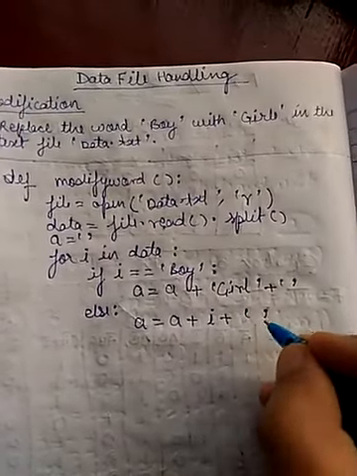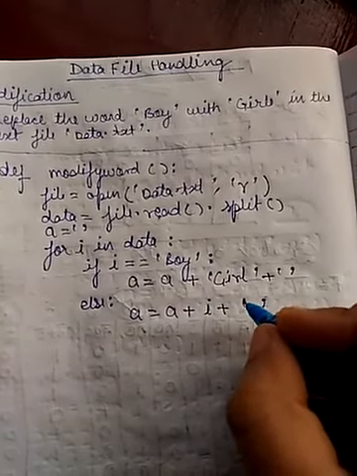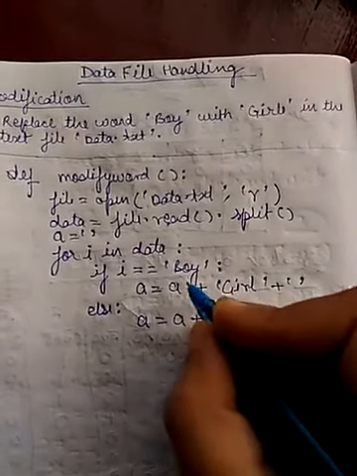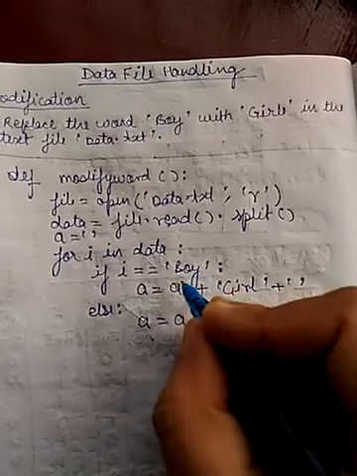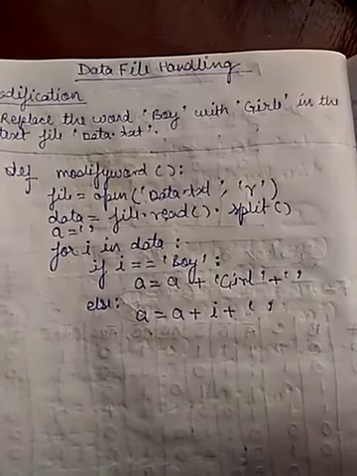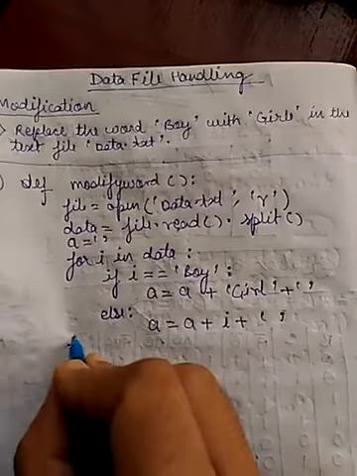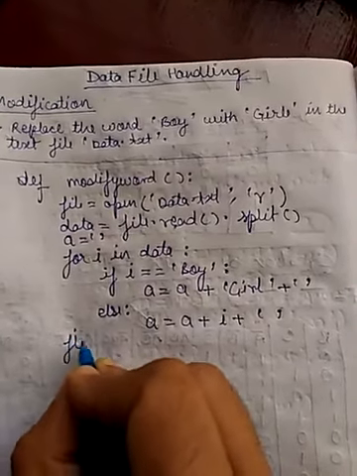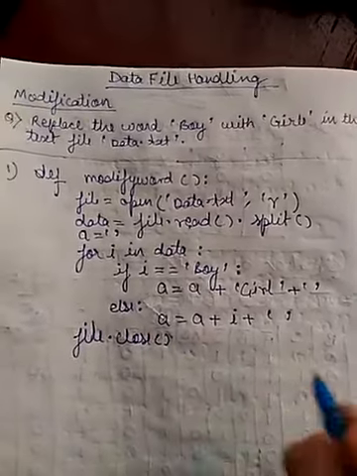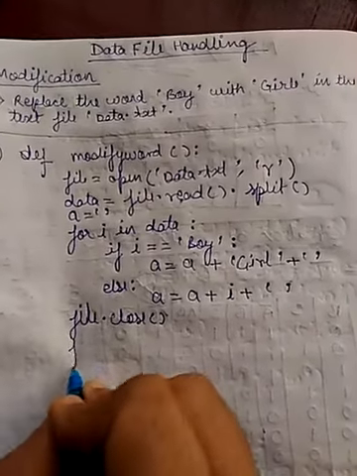Why am I writing a space? Because if I do not write the space, then all the words will attach to each other. So here, when the word boy comes, this word boy will be replaced with the word girl and the rest of the words will be in the same format. Now the A string is ready. We are closing the file. File.close(). Now again we are opening the same file in writing mode.